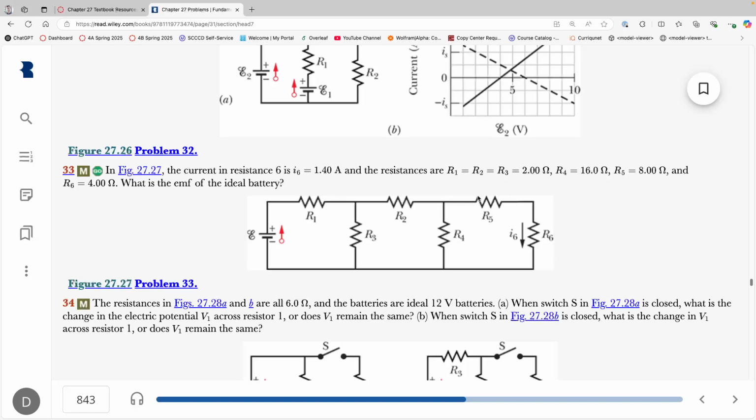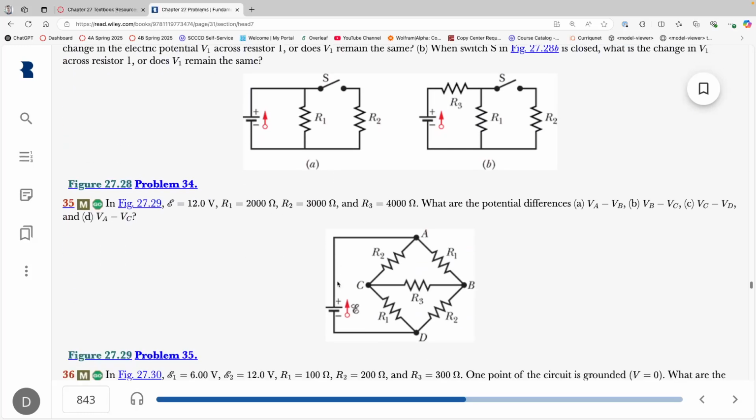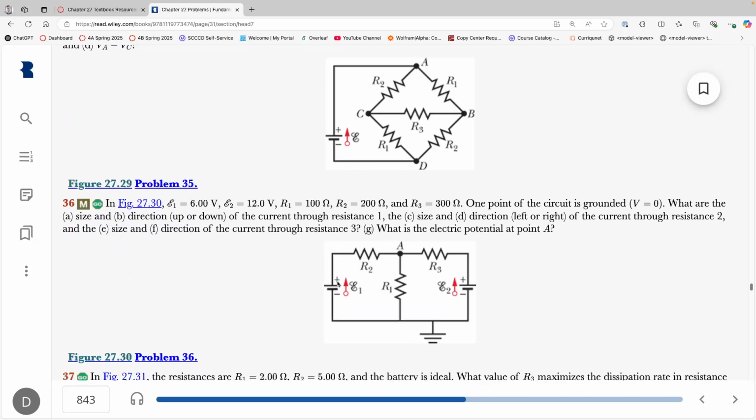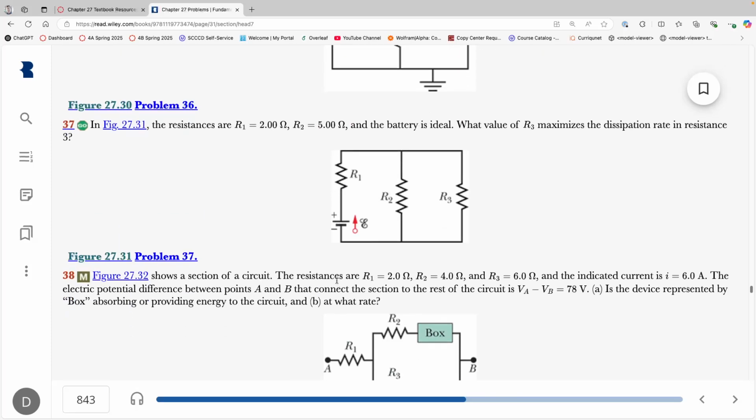Kirchhoff's law or reduction? That's pure reduction, right? What do you do with these 2? And then parallel, and then series, and then parallel, and that's it, right? It's like series, parallel, series, parallel, series, parallel. There's the terror one that you had. How do you do that one though?